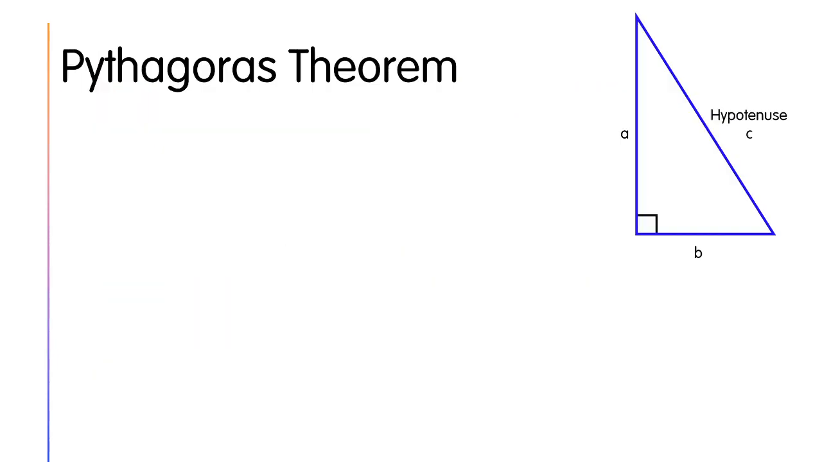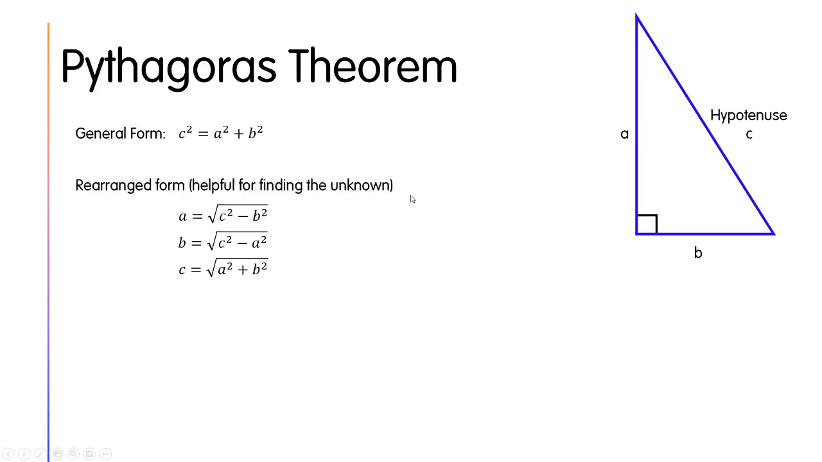So a little bit of revision of Pythagoras. Here's our triangle. We have our hypotenuse, which is labelled C, and we have the other two sides labelled A and B. Our general rule is C squared equals A squared plus B squared. So this is our rule for Pythagoras.